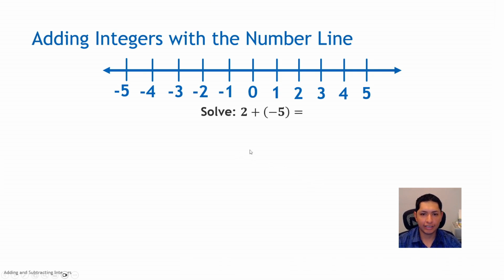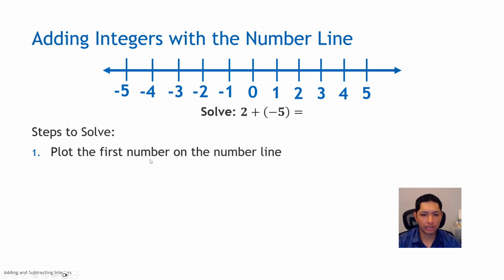2 plus -5. To solve these problems with the number line, you are going to follow 2 steps. The first is to plot the first number on the number line. And the first number here just simply means the first number that is provided in this problem. So if I read 2 plus -5, the first number is 2, and I'm going to plot that on the number line. That is provided here.